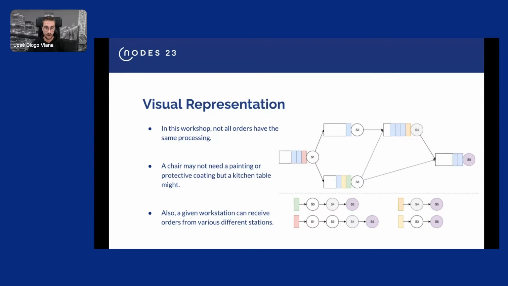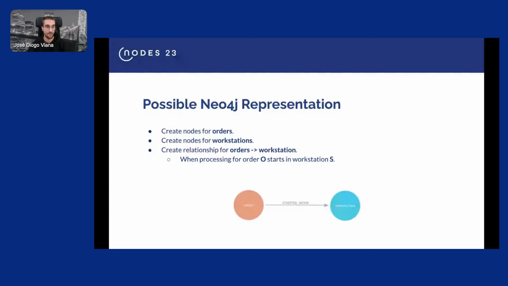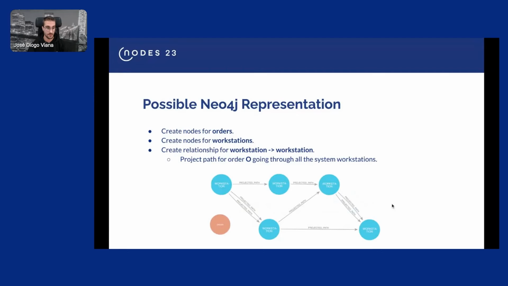Let's see how. So here's a small possible Neo4j representation. This is a very simple one where we have nodes for the orders and nodes for workstations, and relate them with the started work relationship for when the processing of an order starts in that respective workstation. There's a disadvantage here, and we kind of lose a bit of the notion of a network between all orders and workstations that we had before in our previous image. But there's also something like this possibility.